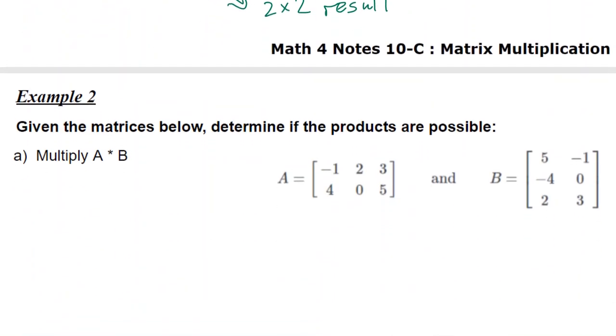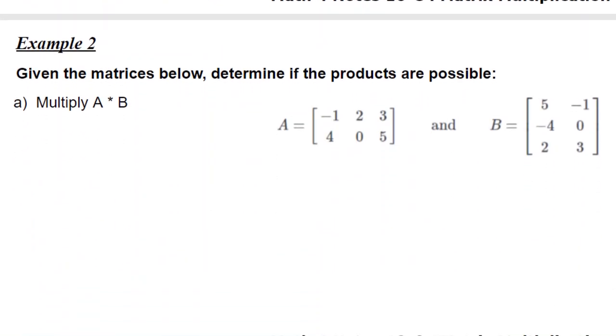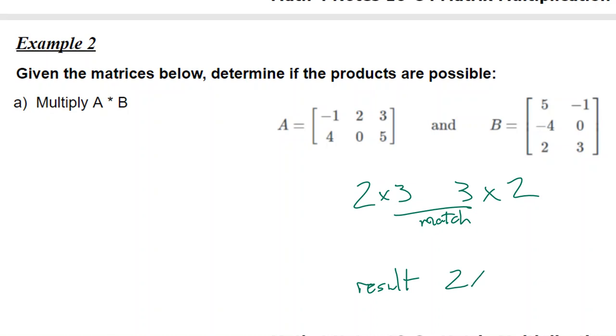All right, so let's go through it. Technically we were doing multiply A times B, determine if the product is possible. So again, a 2 by 3, a 3 by 2. I see that I have a match in the middle, and so my result is going to be a 2 by 2 because of this guy and that guy. And that's A times B.